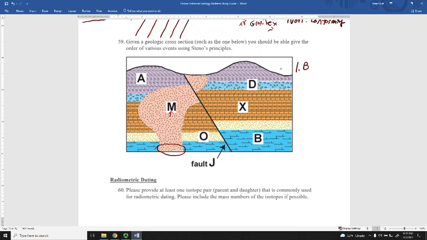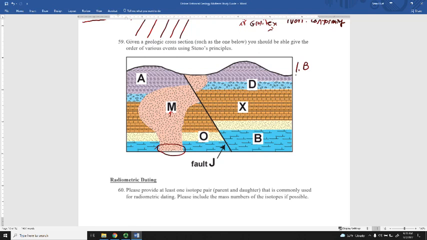I marked people off for that on the lecture assignments, because yes, M is at the bottom, and you might think by superposition it's the first thing to happen, but you notice that M is actually a granite intrusion that is cross-cutting a lot of things like D and A. So remember that according to cross-cutting relationships, A and D and X and O and everything else that gets cut by M had to be there first. Okay, so that means M had to come after those things.